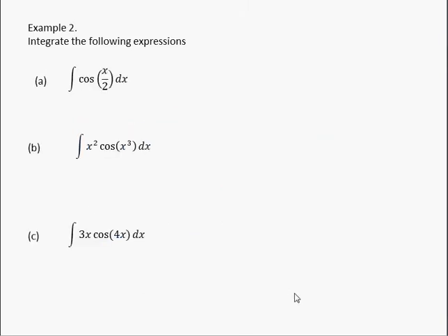Okay, here's another similar example. We've got cosine this time. Okay, again, this first one is just a matter of the reverse chain rule. The second one, we've got to use substitution. I'm going to substitute x cubed. And now we get a 3x squared.